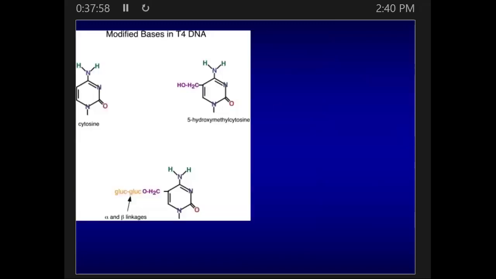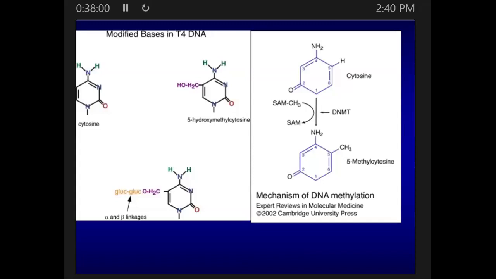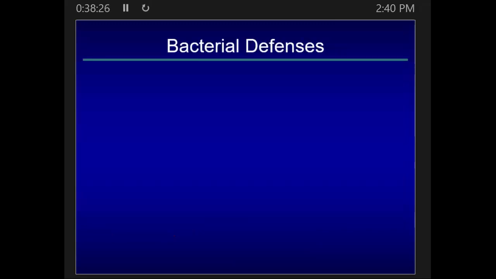Here's some images trying to show some of the modifications. So glucosylation there in the lower image on the nucleotide base. Here they're showing the methylation going on. So if you can do that, effectively now those restriction enzymes can't get in there and do what they're supposed to do. So that's, again, this arms race idea.